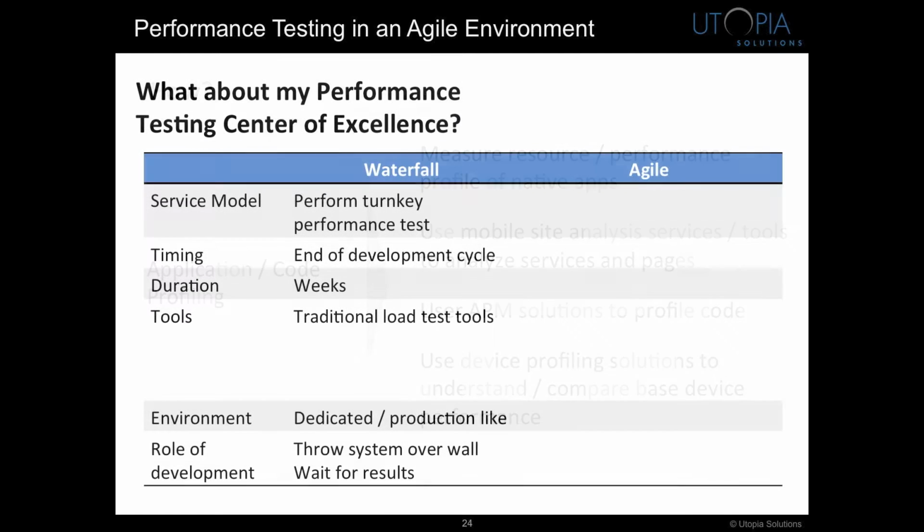So for those of you that have been part of a large performance testing center of excellence that has traditionally performed the end of cycle system level performance tests, you might be asking, well, how does my COE fit in the Agile model? So I put together a slide that at a high level shows various aspects of a COE, both in a waterfall and Agile. In a waterfall methodology, typically the COE is performing a turnkey performance test. They're getting the system at the end of the cycle, they're executing a test, and then throwing the results over the wall.